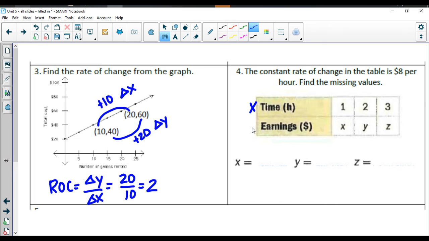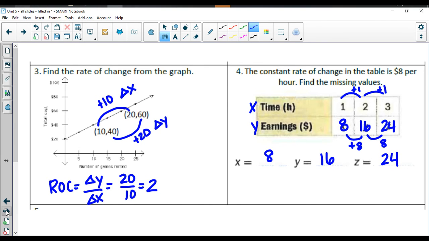Up here we have x, we have y. It tells us the rate of change in the table is $8 per hour. So my x values are increasing by 1, and these are going to be increasing by 8. So if I'm getting $8 per hour, that would mean that my first value here is $8 for 1 hour of work. If I increase by 8, I'm up to 16, and I increase by 8, I'm at 24. So x is represented by 8, y is represented by 16, and z would be 24 then.